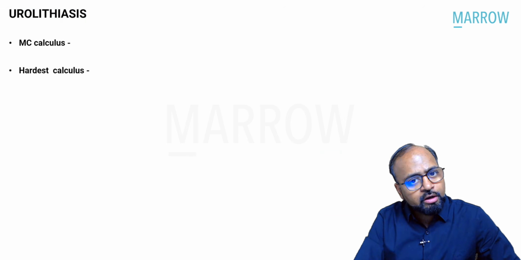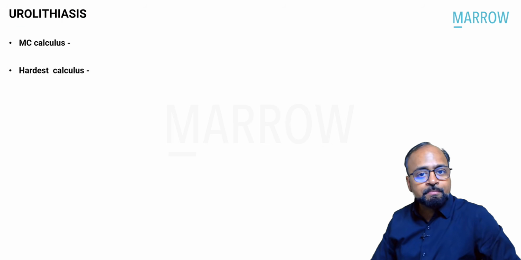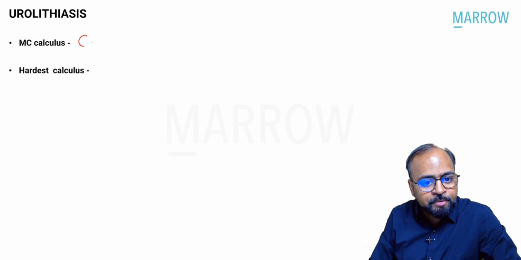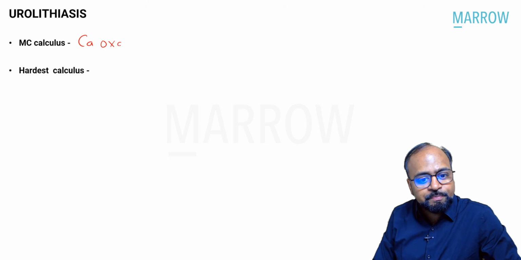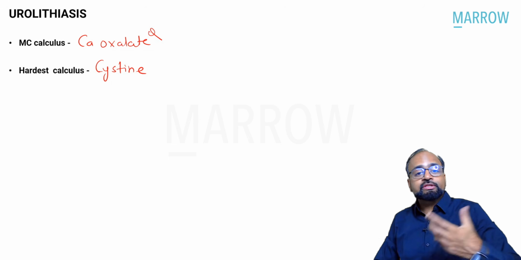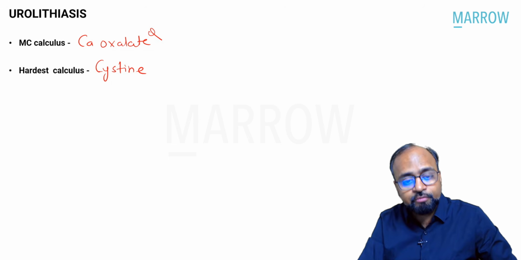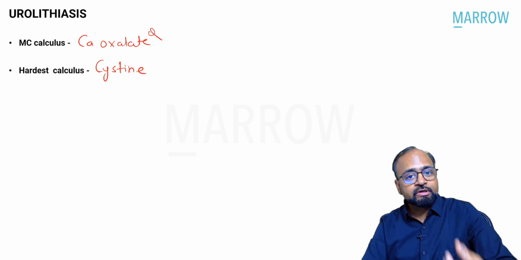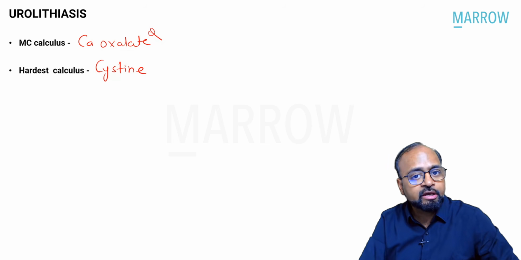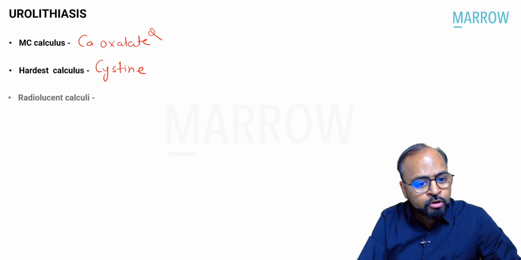Right. So let us quickly finish off with some clinchers related to urolithiasis. The most common calculus, remember, is usually calcium oxalate calculi. The hardest calculus is usually cystine calculi, right? These calculi therefore cannot be treated with extracorporeal shock wave lithotripsy or ESWL because they are very hard. They will not get fragmented.